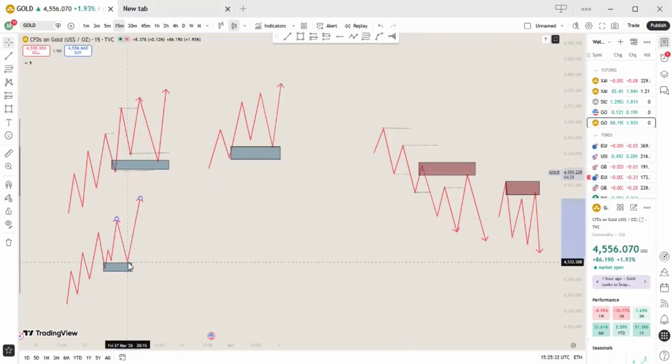This is the blue pattern right here. We have break of structure, break of structure, break of structure. But what made this very important is that there is liquidity before a break of structure.